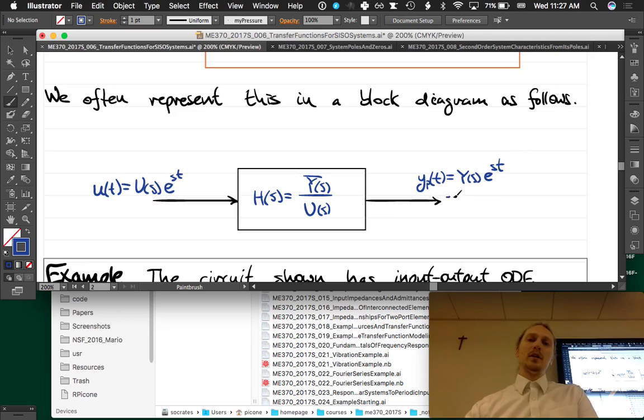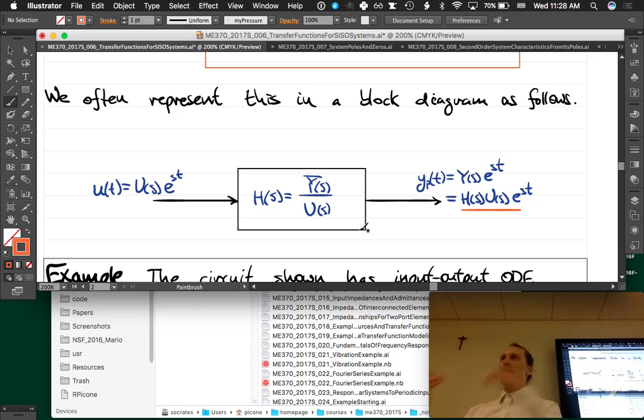Now, it is also true that from this relationship here, it's just an algebraic relationship, Y of s is equal to H of s times U of s, right? So we can actually just plug in H of s times U of s, e to the st. And this form here is actually a pretty important form as well. You see that the output is just the transfer function multiplied by the input. So not only is the transfer function defined as Y over U, but sometimes we use the transfer function to give us what the output is, which is just the input multiplied by the transfer function. So the transfer function is this object that takes an input and gives you the output. It behaves as the system, because it's the system representation.